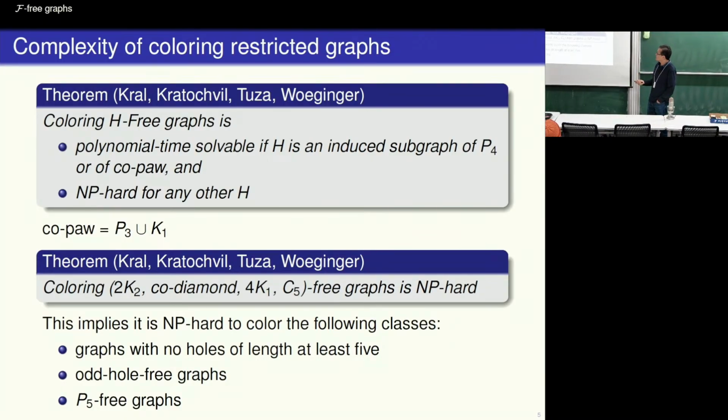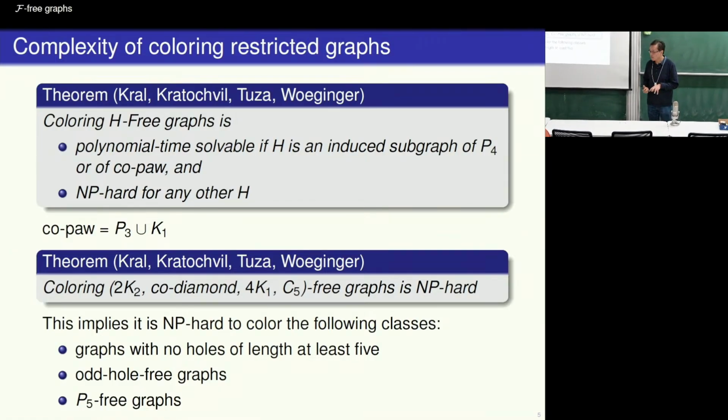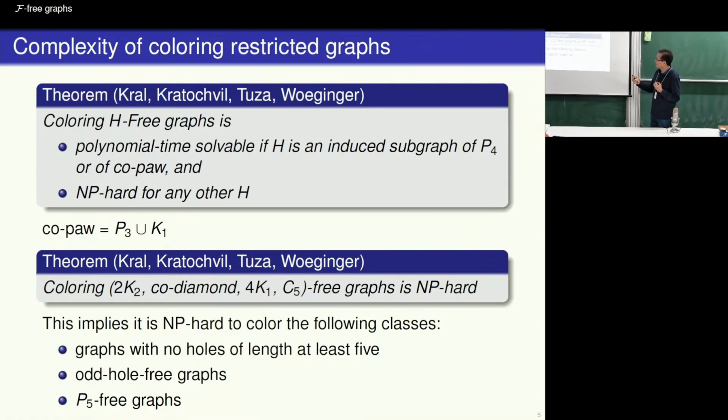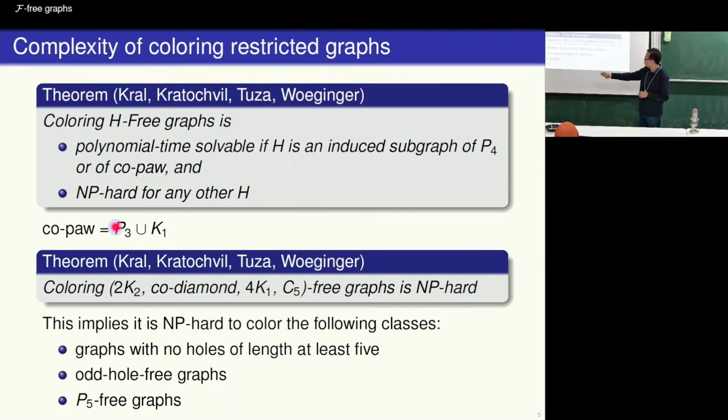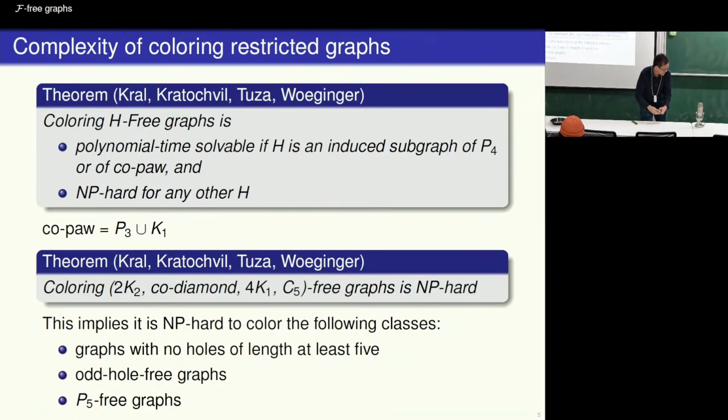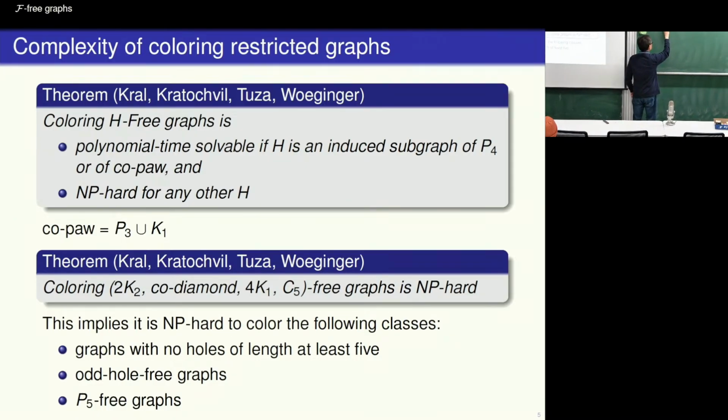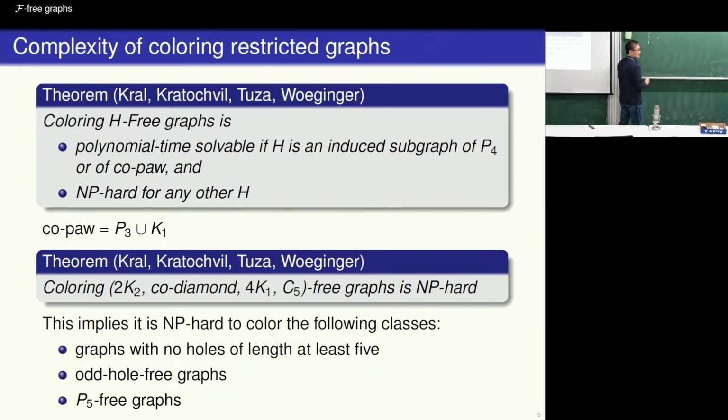So this theorem says that if H is an induced subgraph of a P4, a path on 4 vertices, or of a copaw, then the coloring problem is polytime solvable. In any other case, it is NP hard. Where the copaw is simply the union of a P3 and a single vertex. So it is this graph here. That's the copaw.